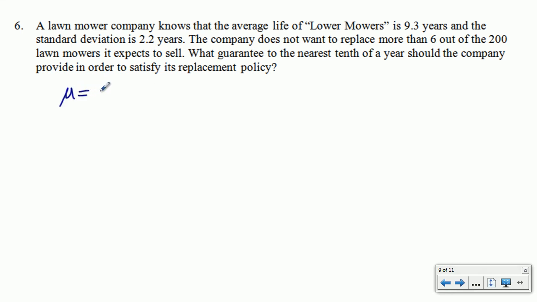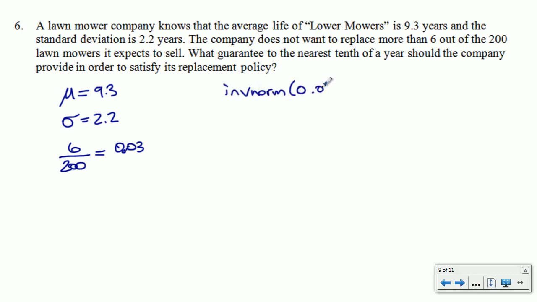We know the mean is 9.3. We know the standard deviation is 2.2, and we can determine the replacement percentage as a decimal by going 6 over 200, which gives us 0.03. Now if we want to determine our guarantee, we do inverse normal. 0.03 is our area, 9.3 is our mean, and 2.2 is our standard deviation. So you can try this out yourself, and you'll see that it's 5.16. So the guarantee should be 5.2 years.